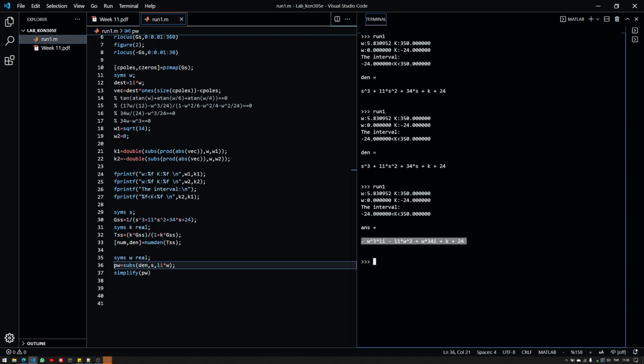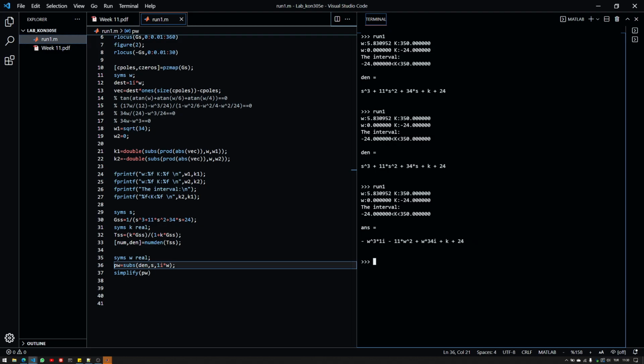There we go. Now this should be equal to 0. I'm sorry, now this should be equal to 0. Now if you think about it, there is a j omega term here and here, which means that this is a complex value. And if this is a complex value and should be equal to 0, this means that the real part should be 0 and the imaginary part should also be equal to 0.